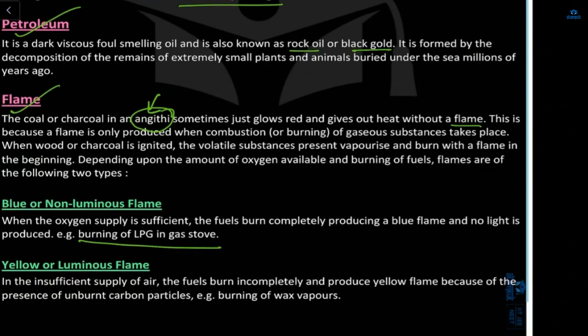And what is a yellow flame? When there is an insufficient supply of air, the fuel burns incompletely and produces a yellow flame because of the presence of unburnt carbon particles. Example, burning of wax vapor. So that is the difference between the blue flame and the yellow flame.